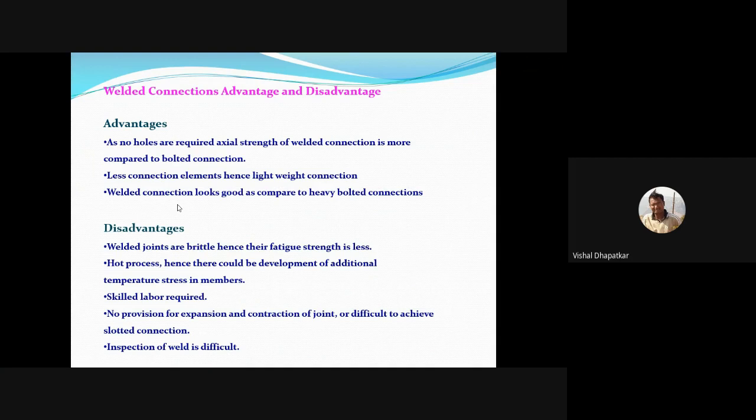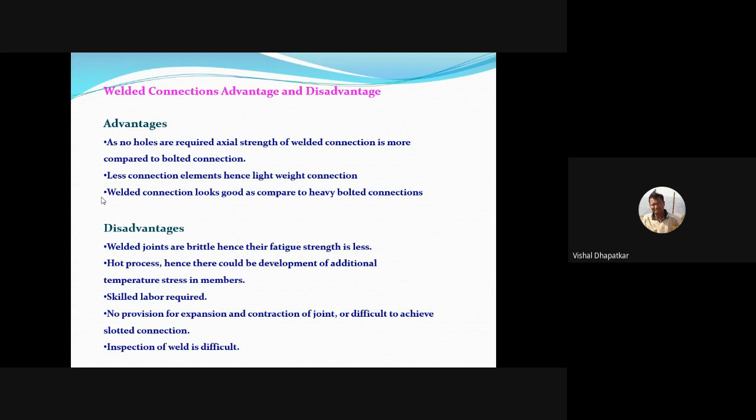In case of bolted connection, the bolts' self-weight itself is quite high compared to the gusset plate, so it is quite a heavy joint connection. Welded connection looks good as compared to the heavy bolted connection. If you see a heavy bolted connection, there are a number of bolts, and it doesn't give a good appearance as well. But welded connection has some more disadvantages compared to the bolted connection.